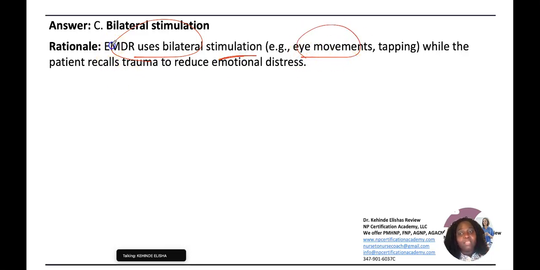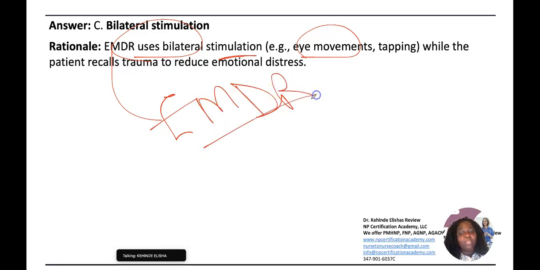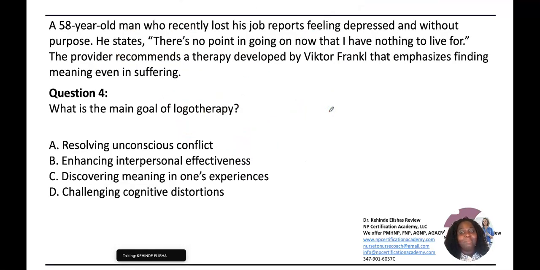Remember, again, it is called what? How do you define EMDR? You define EMDR by saying what? It is eye movement, desensitization, and reprocessing. So eye movement, tapping, while the patient recalls trauma to reduce emotional distress. So eye movement uses bilateral stimulation. All right, that is psychotherapy for you now. The more the content, the better for you.